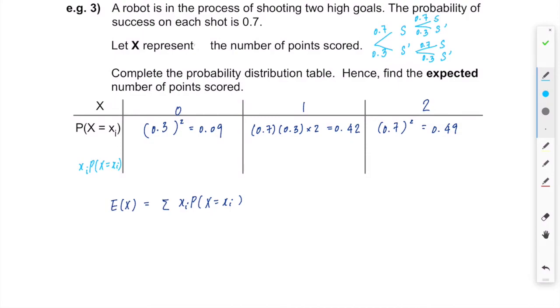So 0 times 0.09 gives me 0. 1 times 0.42 is 0.42. 2 times 0.49, that's 0.98. Okay, so this is much clearer when I have to find the sum.